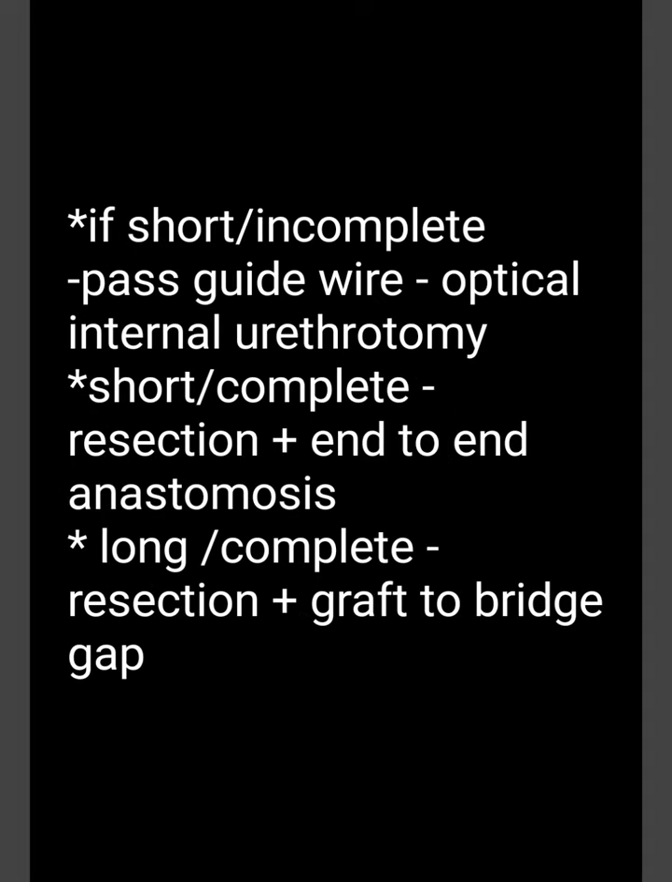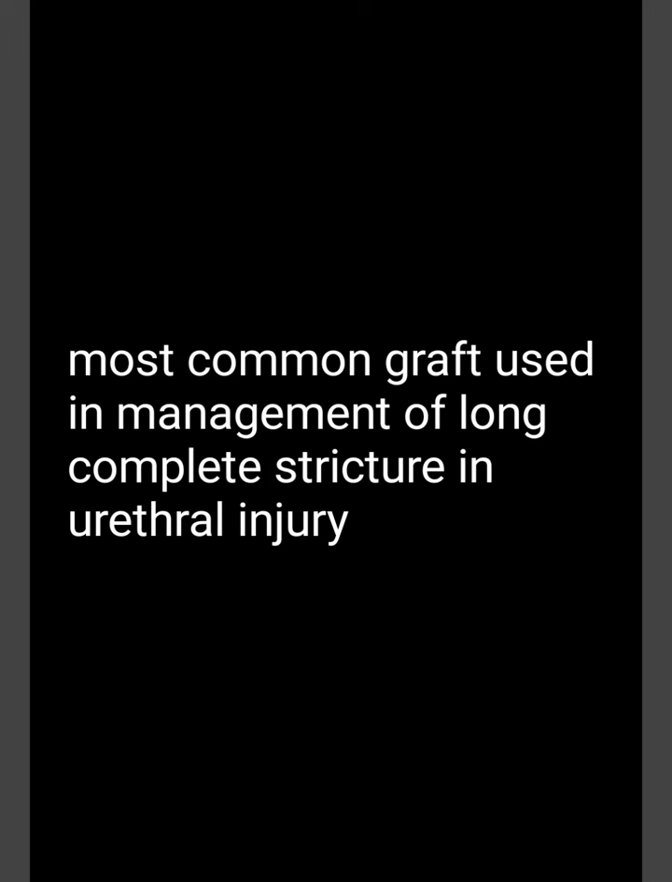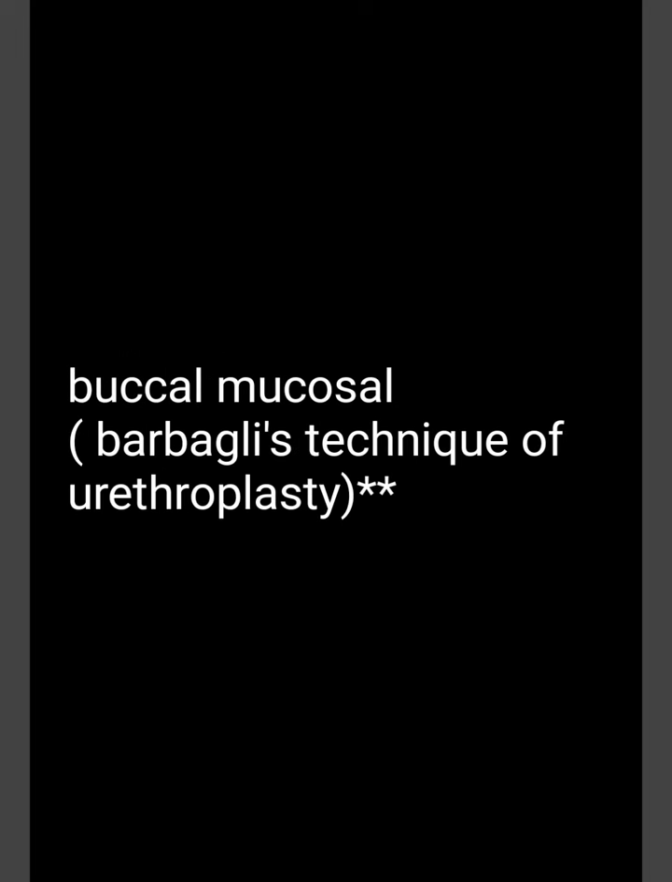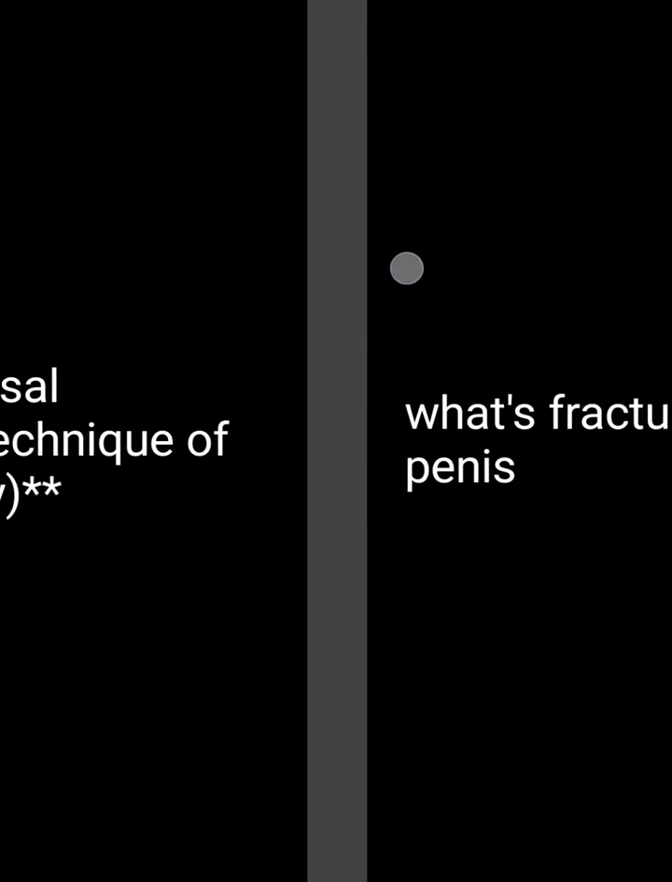If short, incomplete, pass guide wire, optical internal urethrotomy. Short, complete, resection plus end-to-end anastomosis. Long, complete, resection plus graft to bridge gap. Most common graft used in management of long, complete stricture in urethral injury: buccal mucosal graft, Barbari's technique of urethroplasty.